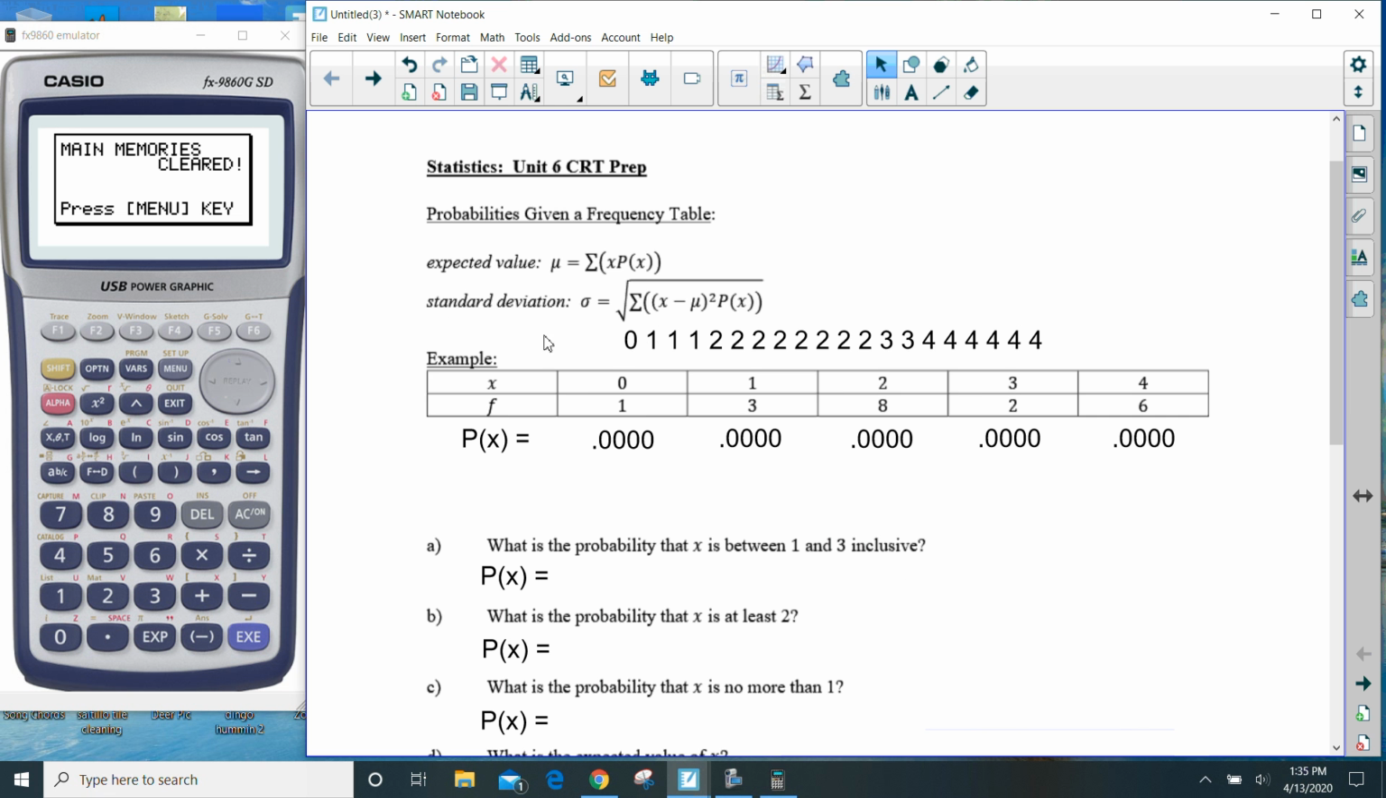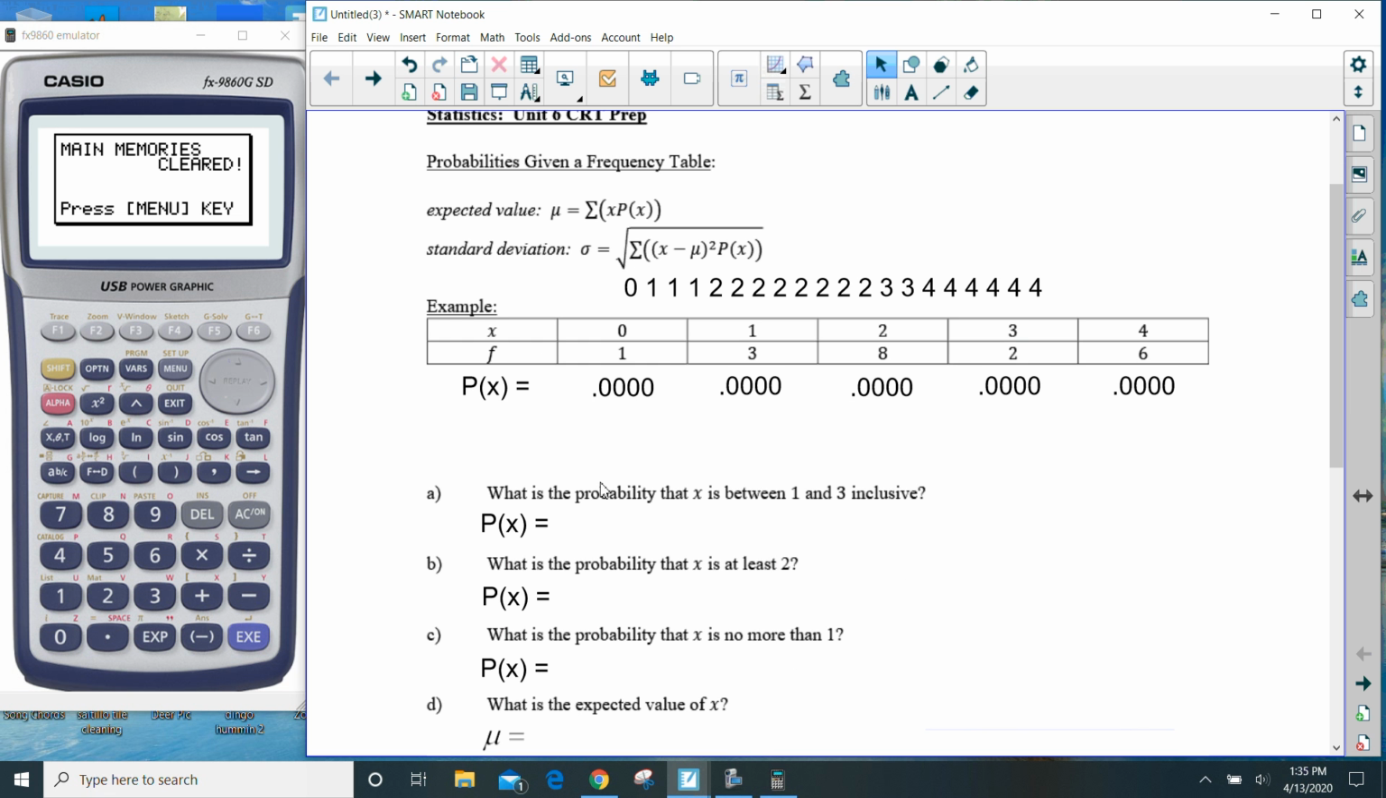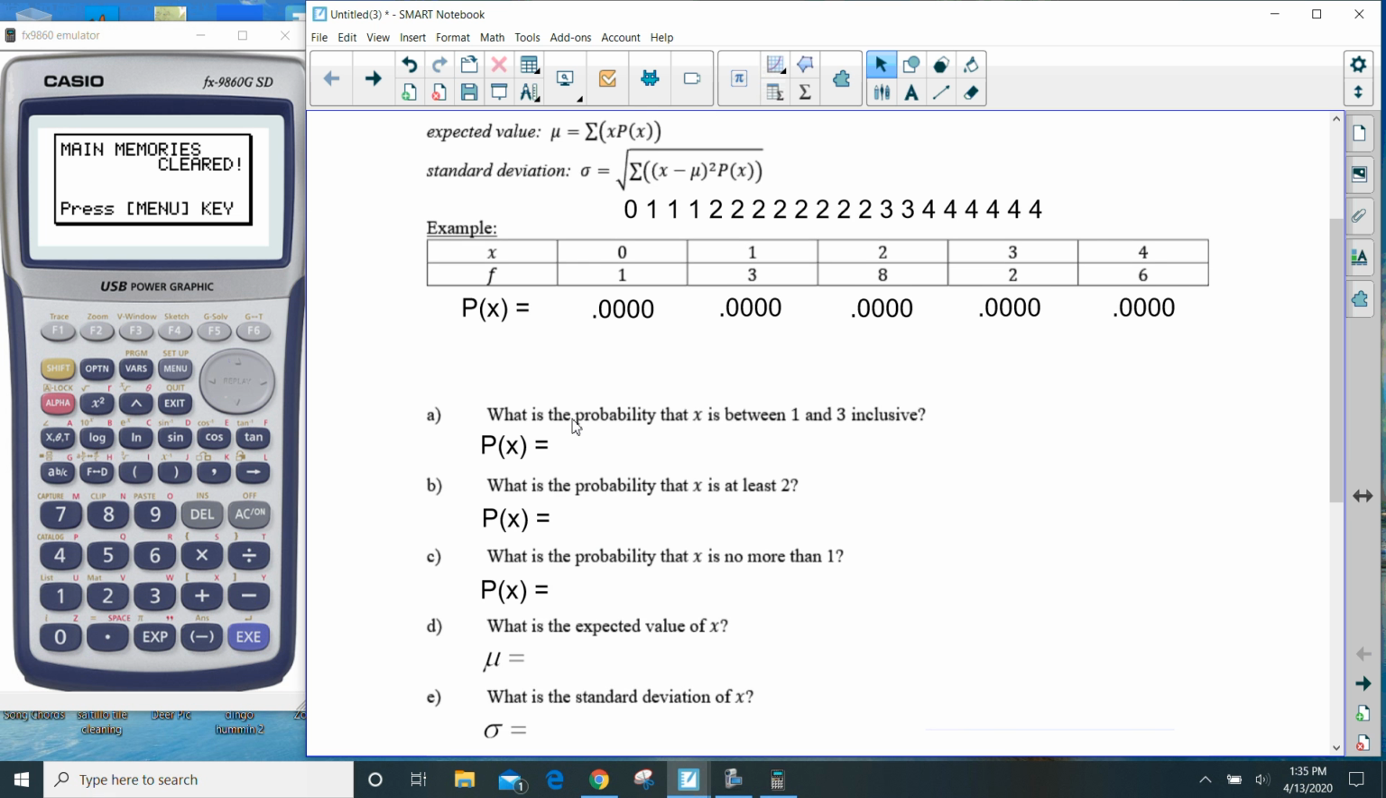All right, without further ado, let's handle the types of problems that are going to be covered on the CRT. As I mentioned before, we are starting with this frequency table. There are two formulas that correspond to these problems, and we'll get there. The first thing we want to do is find the basic probability of something, which is the number of whatevers out of the total number.